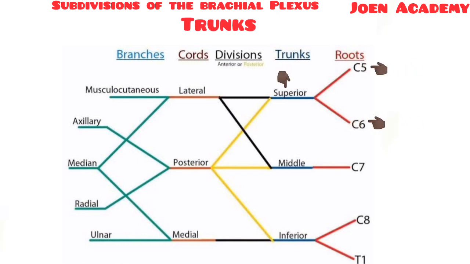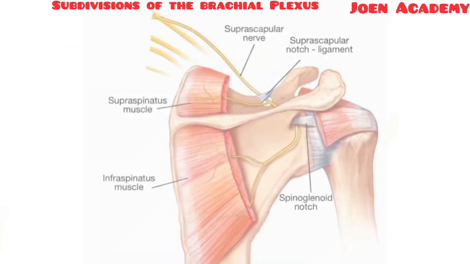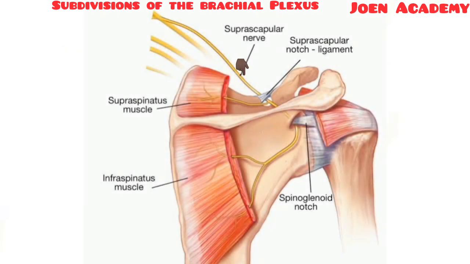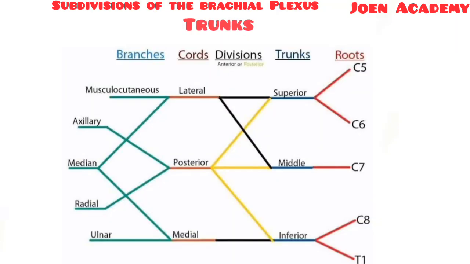Shortly after emerging from the intervertebral foramina, the two roots come together to form the upper trunk, that is C5 and C6. The suprascapular nerve and the nerve to the subclavius arise from the upper trunk. The suprascapular nerve contributes sensory fibers to the shoulder joint and provides motor innervation to the supraspinatus and the infraspinatus muscles. The ventral ramus of C7 continues as a middle trunk.